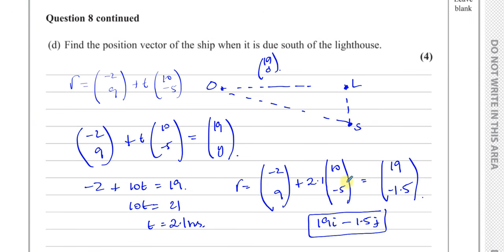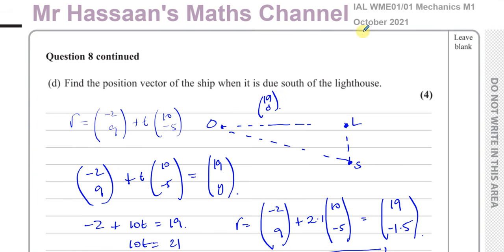And that concludes this question and this paper of October 2021 from Mechanics M1 International A-Level Edexcel. Other questions that you might want to find on this paper can be found in this playlist over here. You can find other questions about vectors, especially about velocity vectors, in M1 in this playlist over here.